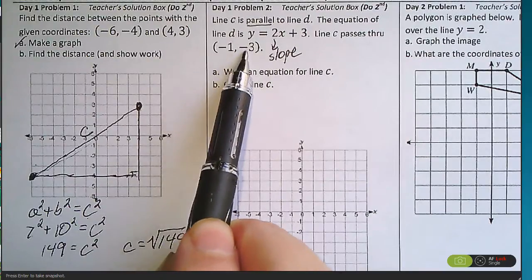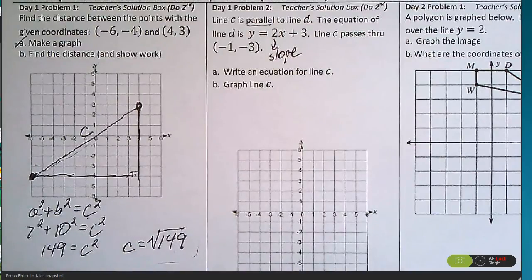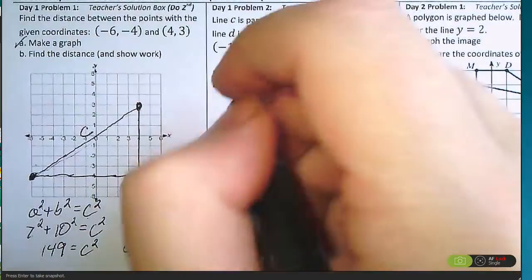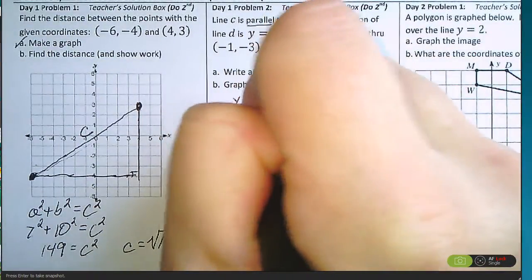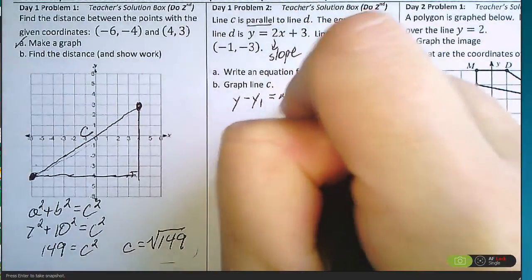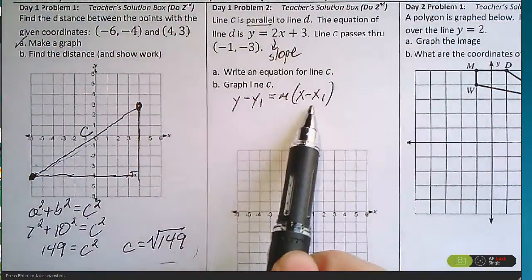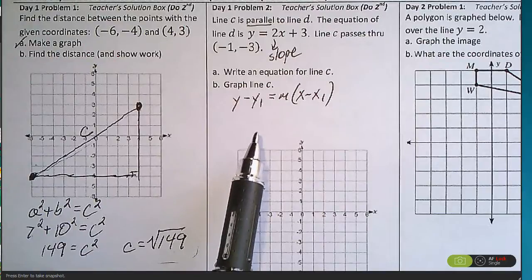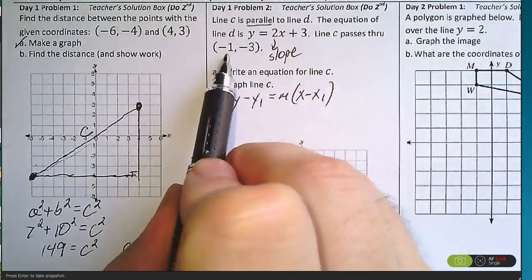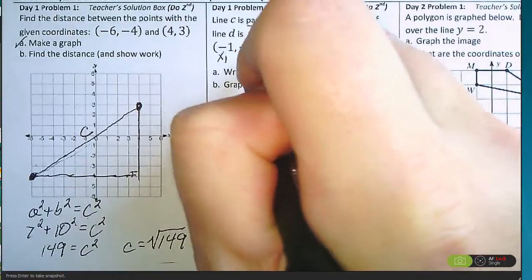We also know that line C passes through this point. So because we have a point on line C and we know its slope, we can use point-slope form to get the equation. Point-slope form in symbols looks like this. Y minus y1 equals m times x minus x1, where the x1 and the y1 are the x and y coordinates of a point on our line. In this case, the -1 and the -3. The -1 is x1, and the -3 is the y1.